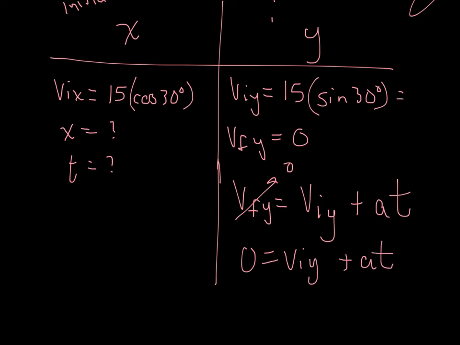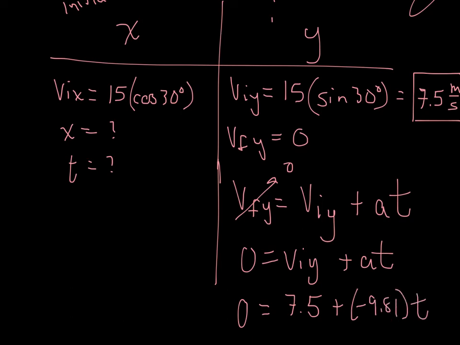VIY: sine of 30 is a half, so this is 7.5. It's one of the common ones that I happen to know. That's why I picked 30, just to make it easier. Sine of 30 happens to be 1/2, and half of 15 is 7.5. So I know that this is 0. I can solve for t algebraically, or I can plug in. I don't really care, especially in a problem like this where it's very simple.